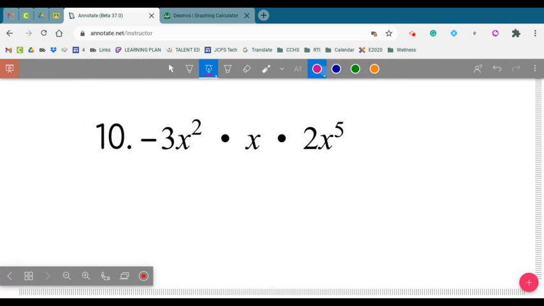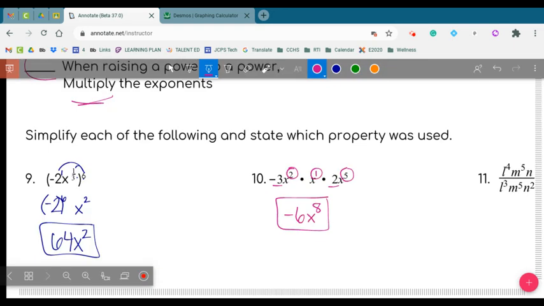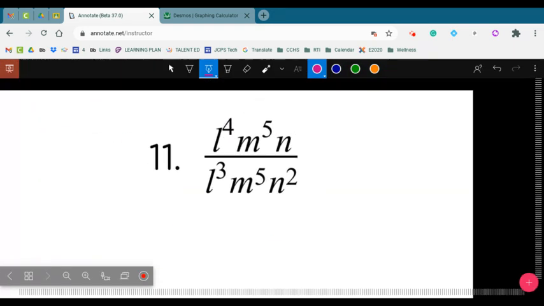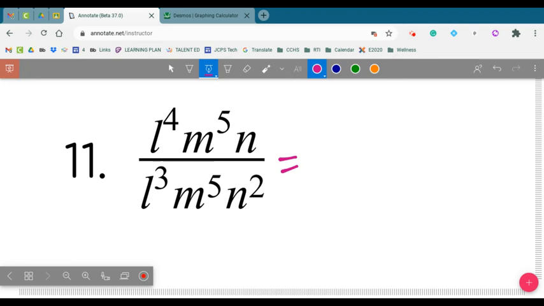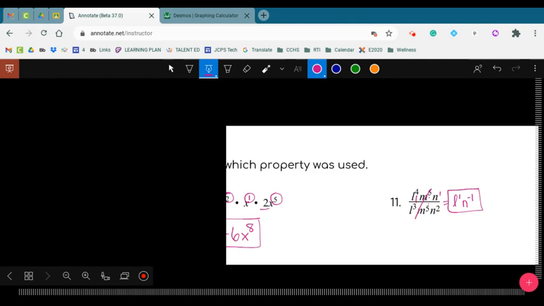Okay, next one is our product rule. So multiply your coefficients. You get negative 6. Add your exponents. So we have 2. There's a 1 on this x, then a 5. So we get x to the 8th. That's my answer. Last one is our division rule where we subtract our exponents. So our L, we do 4 minus 3, we get L to the first. And we do 5 minus 5, that cancels. And we do 1 minus 2, so that'll give you n to the negative first. That'll be your answer.